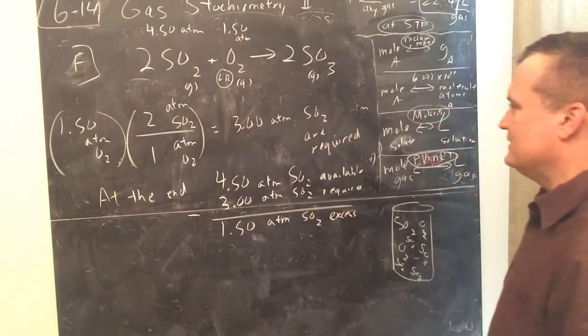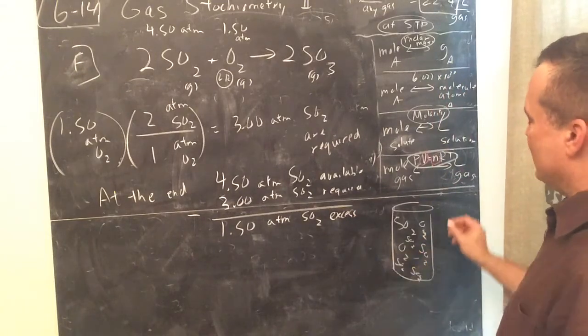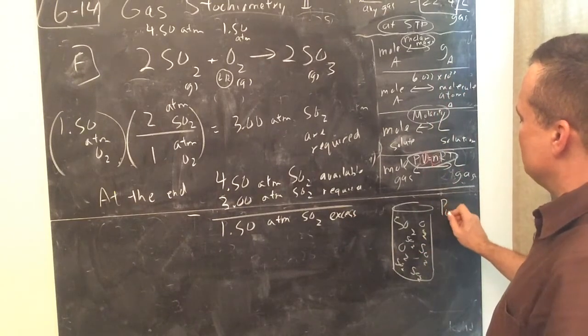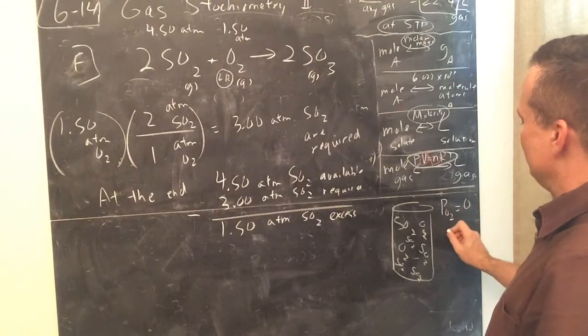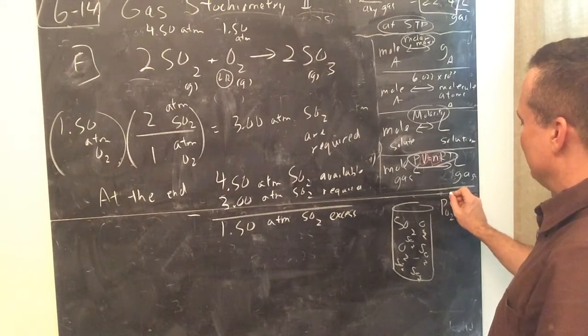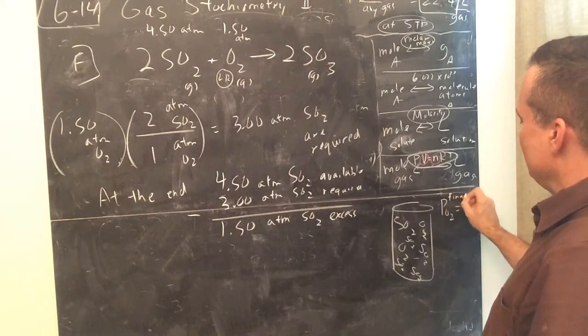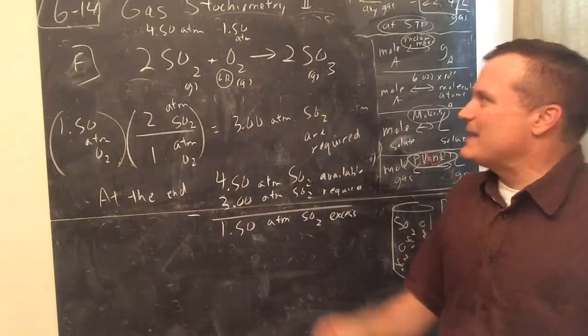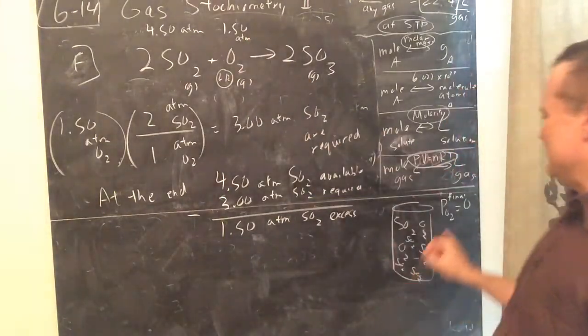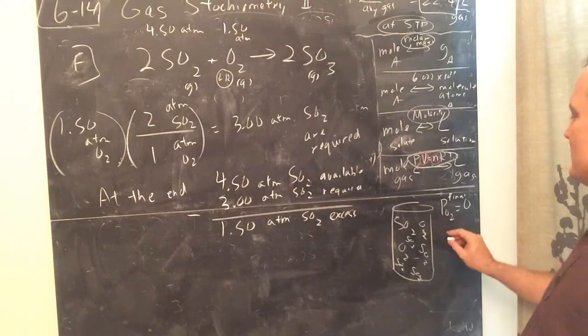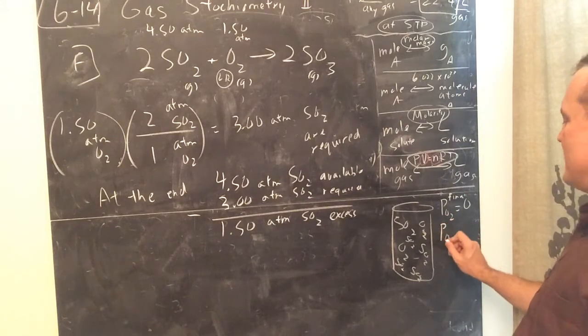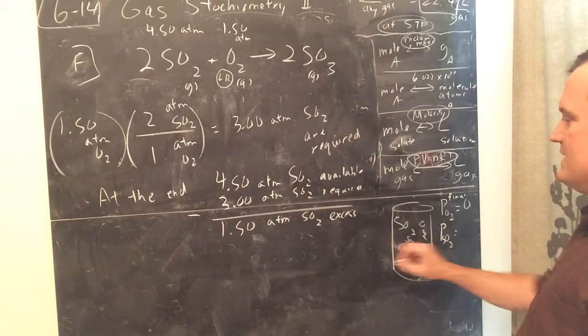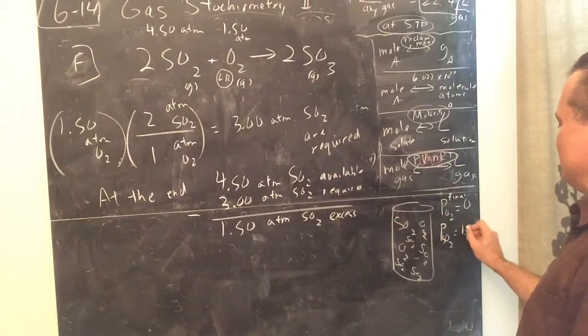So at the end, the final answer: the pressure of O2 will equal 0, final. If they were to ask what was the initial, well, they gave the initial pressure. I wouldn't ask you that. But the final pressure of O2 was 0 because it's a limiting reagent. The final pressure of SO2 will be 1.50.